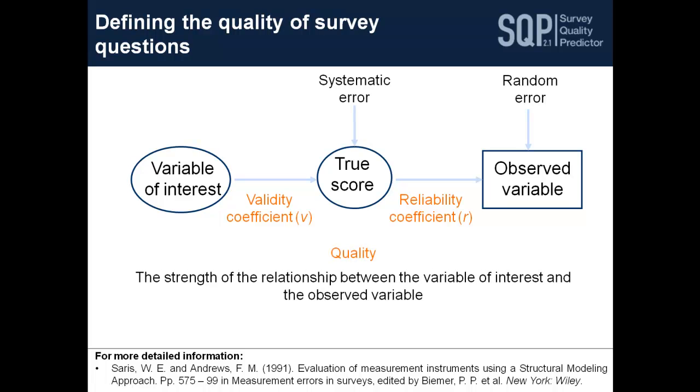The quality of a survey question is the strength of the relationship between the variable of interest and the observed answers. It can be computed as the product of the reliability and validity. In order to estimate the quality of survey questions, the multitrait-multimethod approach was proposed by Campbell and Fiske and developed further in particular by Saris and Andrews, who proposed the true score model presented above.